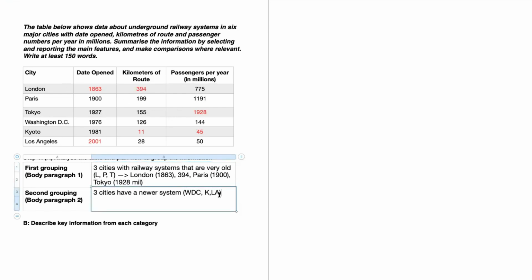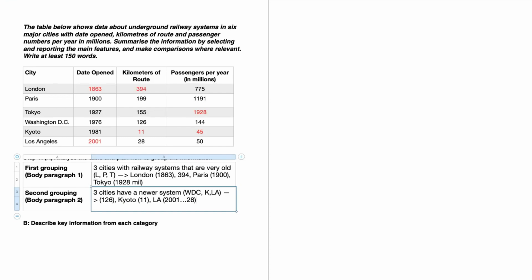Our second grouping, I'm going to do something very similar. I'm going to talk about the longest route of the 3. And now I haven't necessarily highlighted this in red. However, if I'm looking from Washington, D.C., Kyoto, and Los Angeles, the route that is the longest would be Washington, D.C.'s. So I am going to make a note of that since I'm comparing these 3 cities. I do want to note that Kyoto has the smallest amount, 11. And then I will talk about Los Angeles because that opened in 2001 and it has 28 kilometers of track.